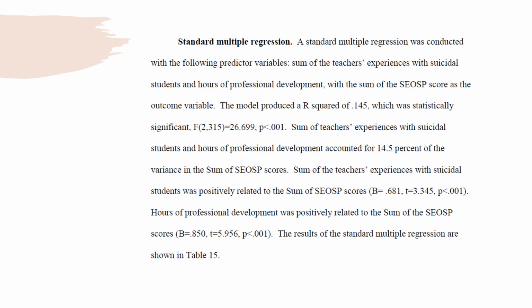I also wanted to see if, when I did multiple regression, the teachers' professional development and experiences dealing with suicidal ideation would account for their CIAS scores. And so what I found was the hours of professional development was positively related to the sum of the CIAS scores. It was statistically significant. And so were their experiences with suicidal students. And I think that's really important because I was establishing criterion validity with this part of the analysis.